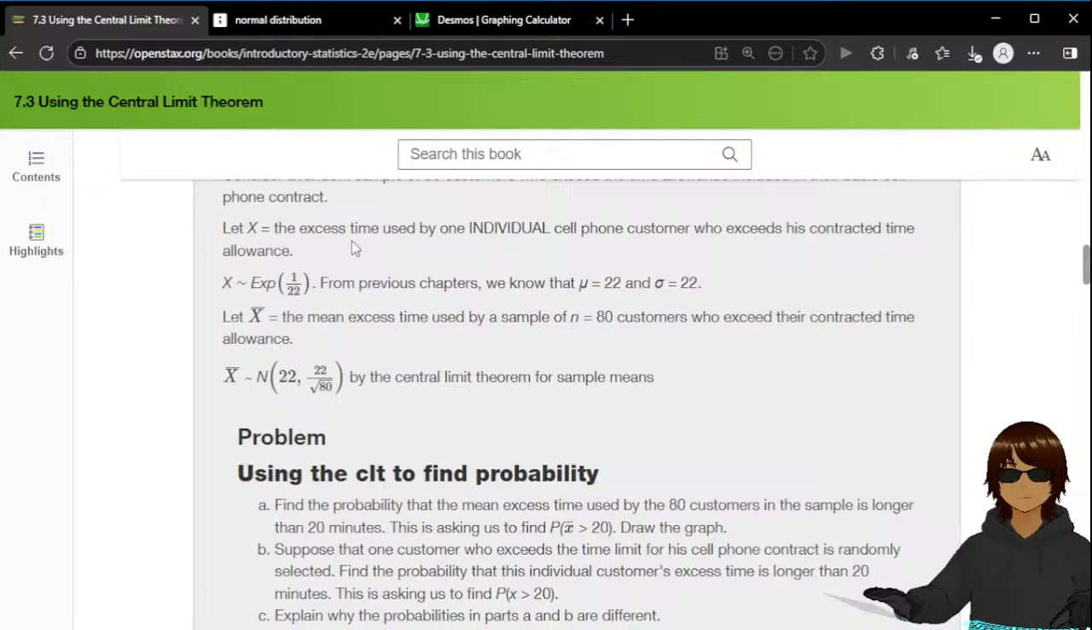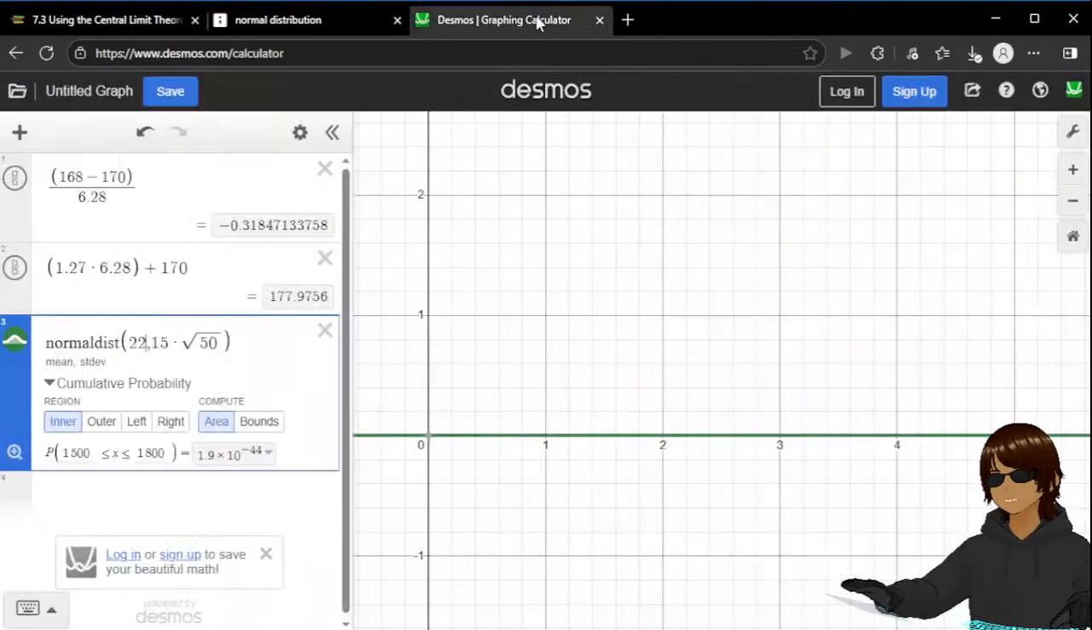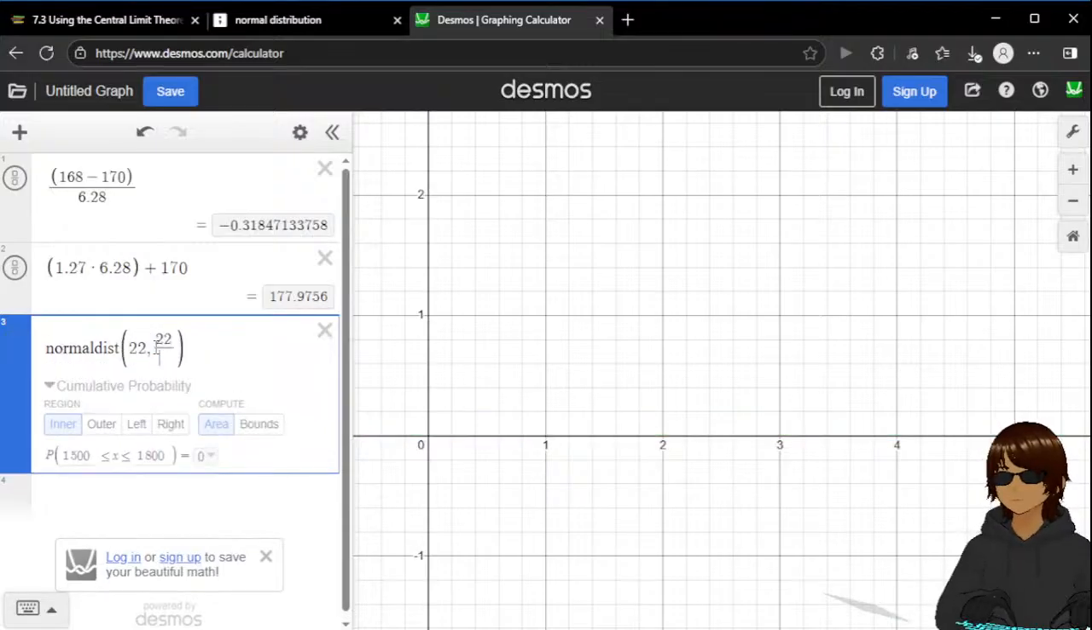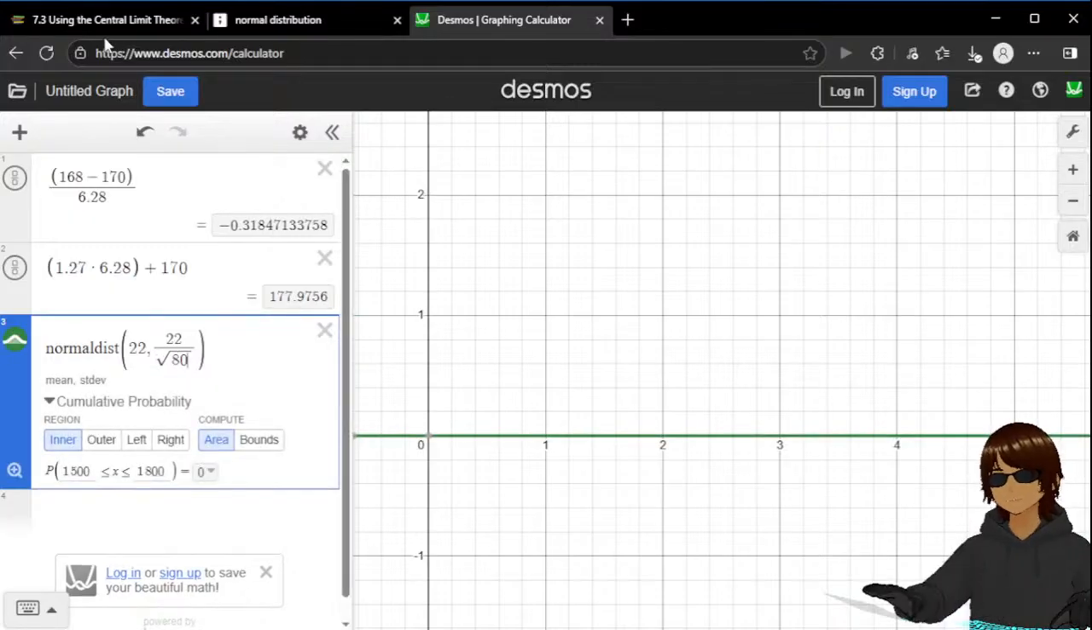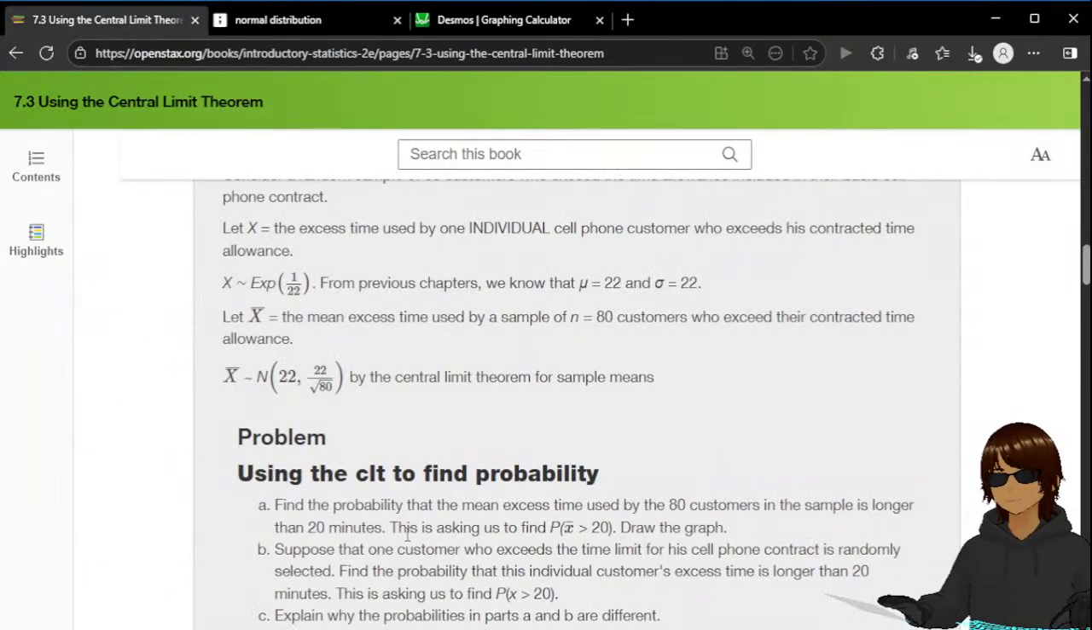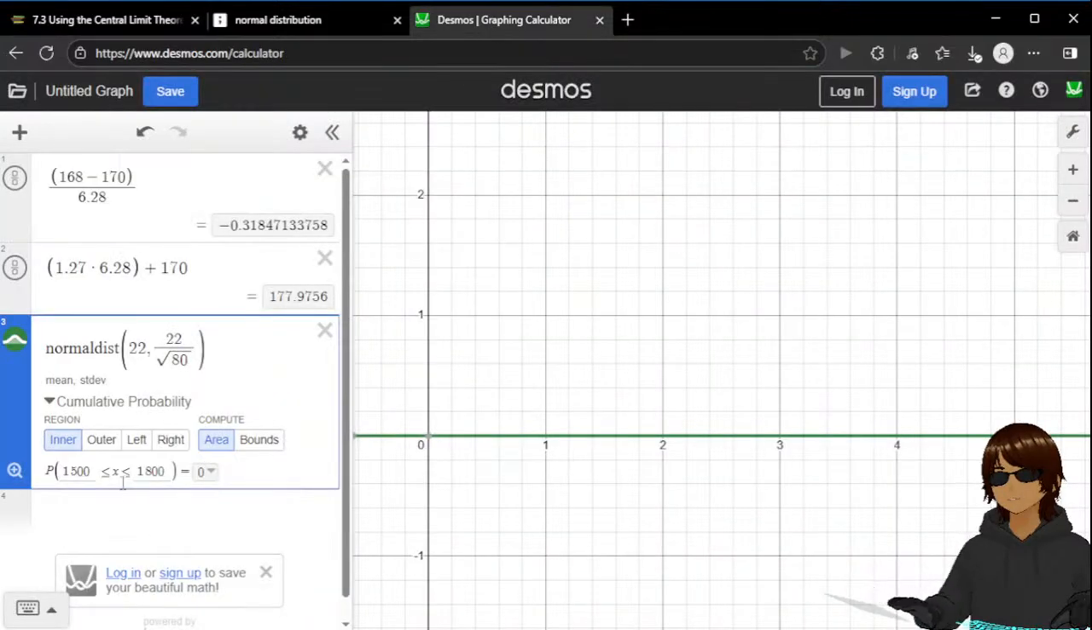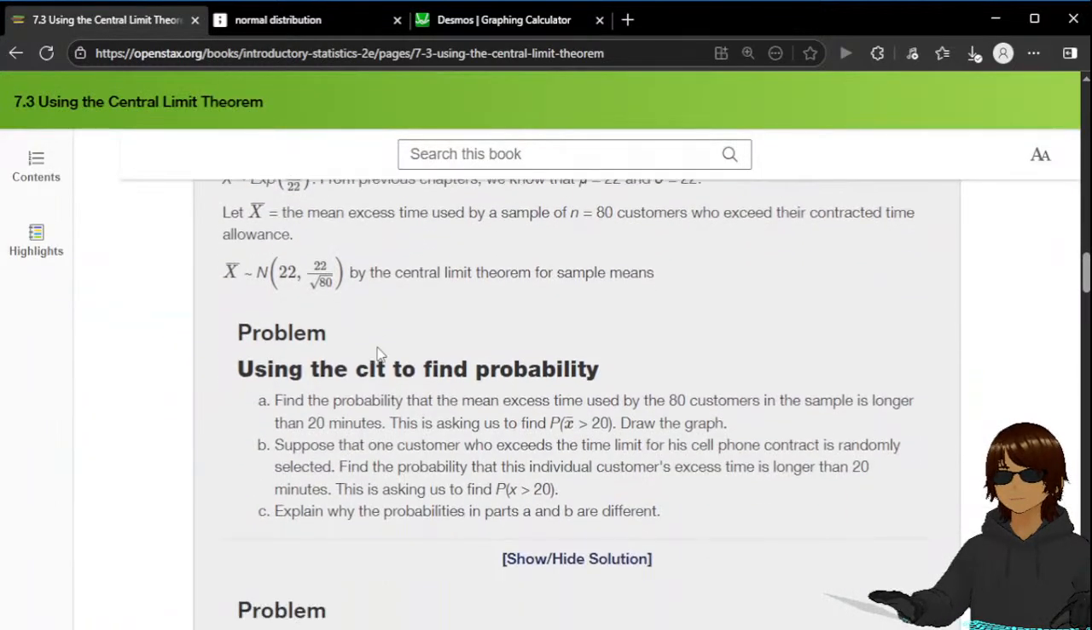22, 22 over root 80. What did they say? More than 20, right? 0.792.